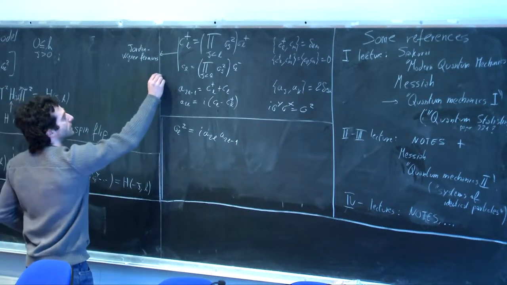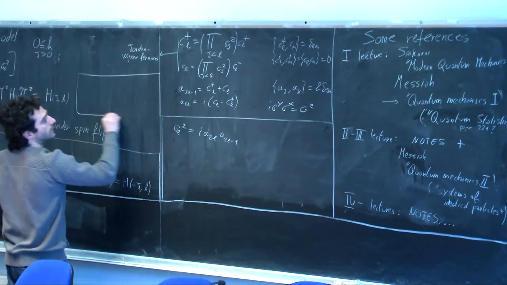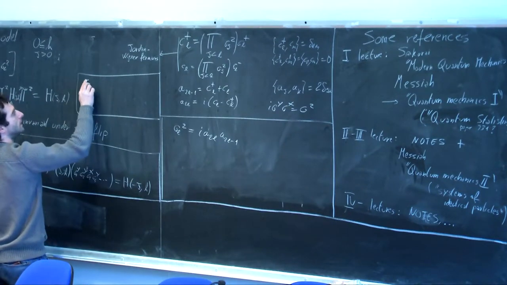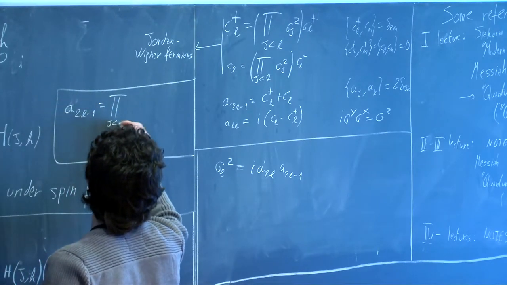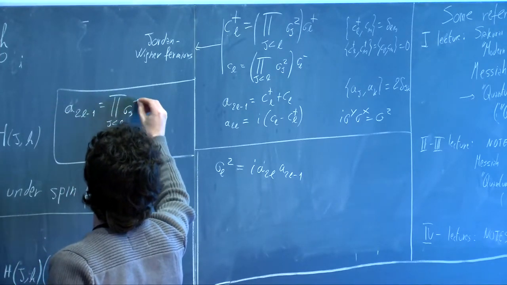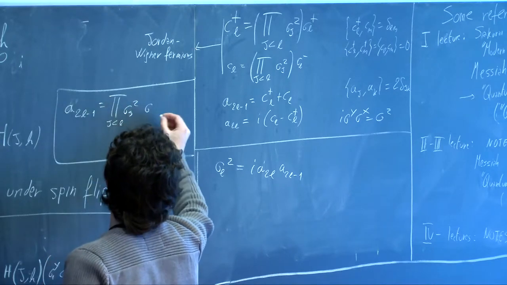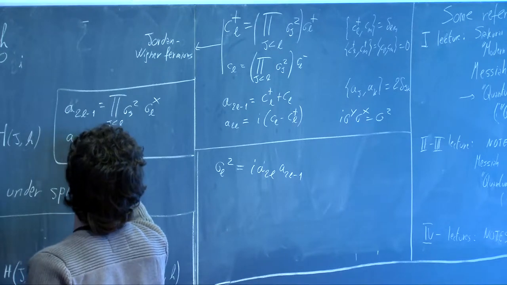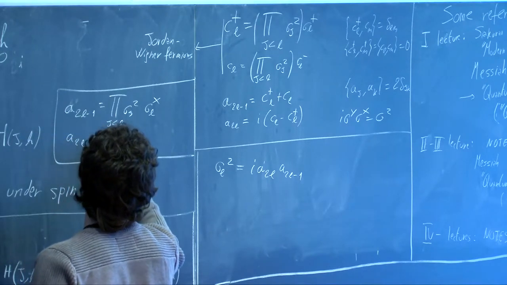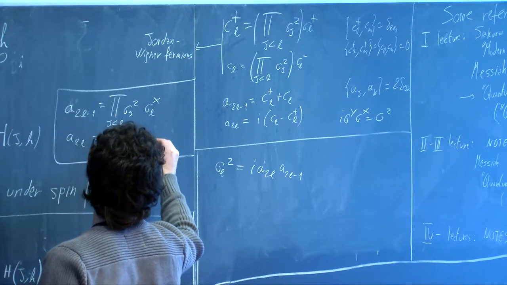Let's actually write the inverse transformation. A in terms of the Pauli matrices: a_{2l-1} equals the product over j smaller than l of sigma_j^z times sigma_l^x, and a_{2l} equals the product over j smaller than l of sigma_j^z times sigma_l^y.